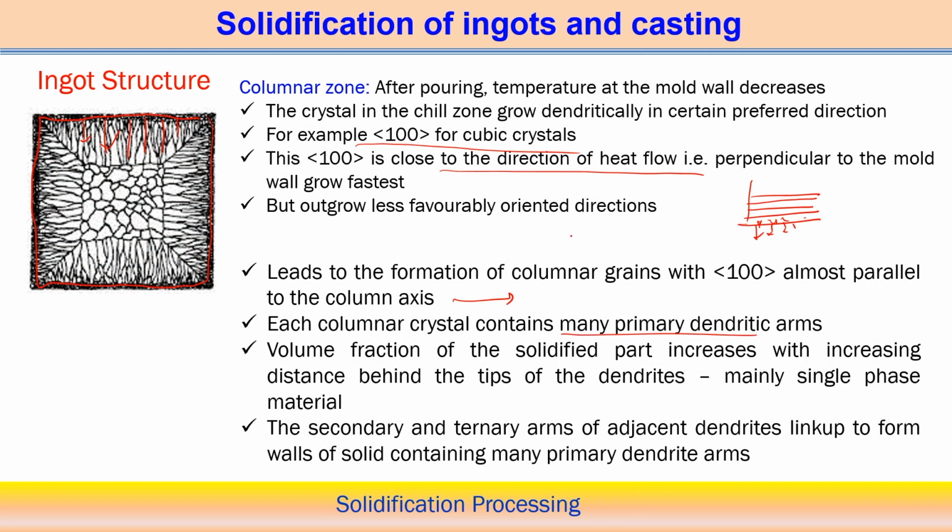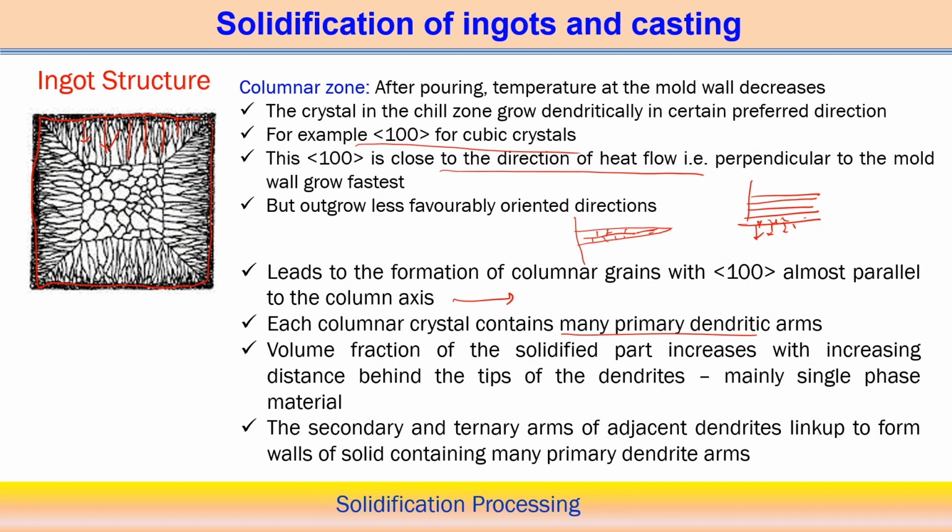Suppose this is a columnar grain in one particular direction, it might have some dendritic structure. But mainly the primary dendritic arm will be much bigger as compared to the secondary, or the ratio will be much more as compared to the secondary dendritic arm.